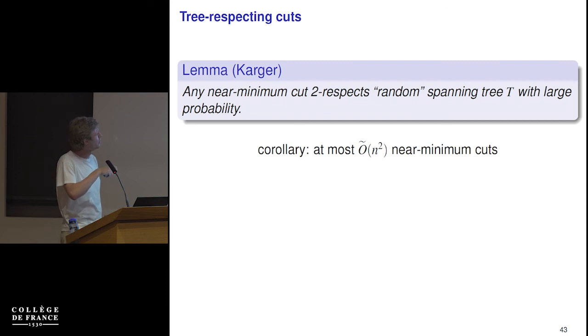Maybe I should also clarify this, even though it's very late: by near minimum cuts, I mean cuts that are almost minimum cuts, so basically that have a value which is, say, 1 plus epsilon times the value of the minimum cut, where epsilon is, I don't know, like 1 over 10, something like that.